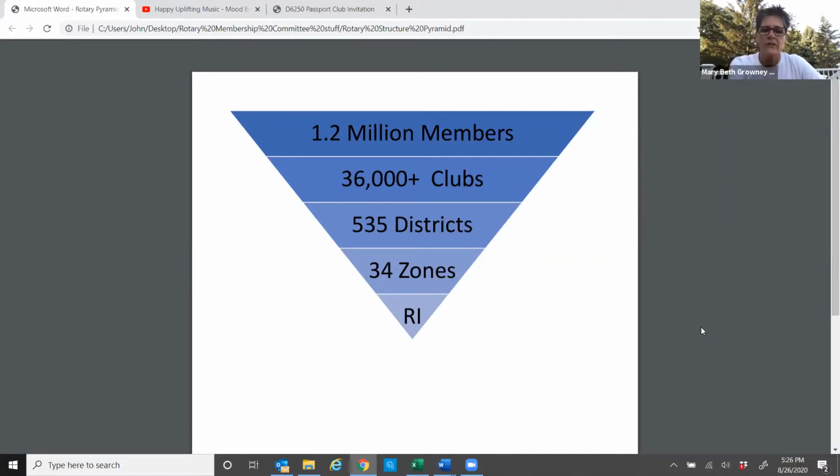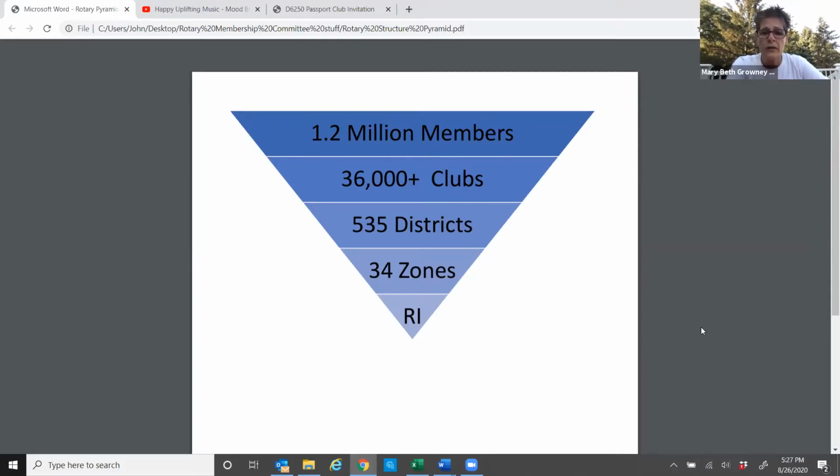Those districts are also grouped geographically into 34 zones throughout our Rotary world. And when zones were first created, they had two purposes. One was to keep past district governors informed and engaged, but even more importantly than that, it was to elect the directors of Rotary International. Each of those 34 zones is paired with another geographically close, in most cases, zone.